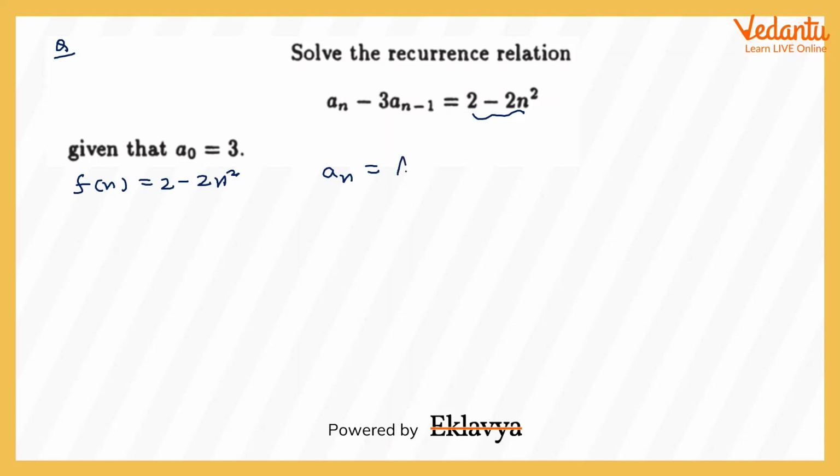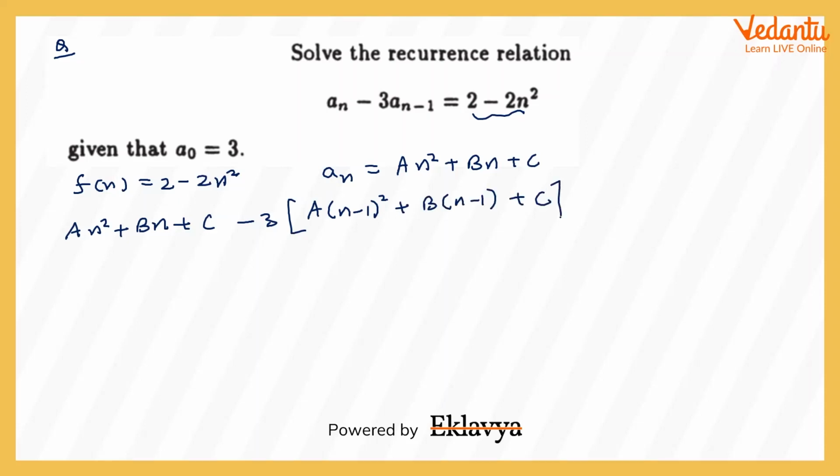So a_n can be taken as a n square plus b n plus c, and then we will put the value of a_n into this, and we will get a n square plus b n plus c minus 3 times a into (n minus 1) square plus b into (n minus 1) plus c is equal to 2 minus 2n square. Now we will compare the coefficients and get the values of a, b, c. For n square, the coefficient on the left hand side will be a minus 3a, and on the right hand side it is minus 2. So the value of a comes out to be 1. I will leave the calculation for you.